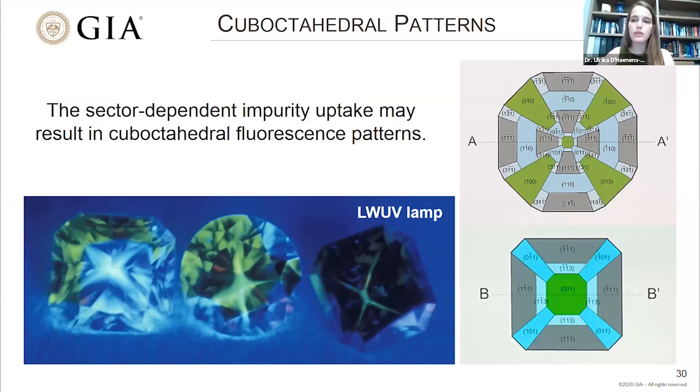So using a standard long wave UV lamp on fancy colored HPHT synthetics, you might actually be able to reveal this cube octahedral pattern just by the relative intensities of the defects. As I said, here the defect that produces green fluorescence is very intense in certain zones and much less intense in other zones, so you can clearly see this cross shape going through. And this is something that you wouldn't be seeing in natural diamonds.